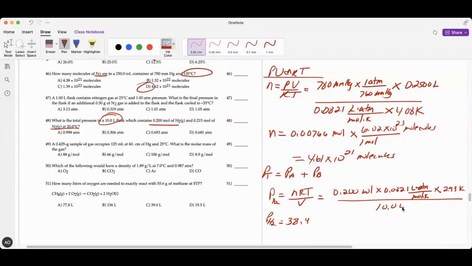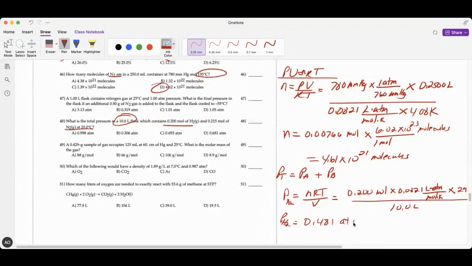0.2 times 0.0821 times 293 divided by 10. Yeah, that looks a little bit better. So that'd be 0.48 atmospheres. You do the same for the nitrogen.